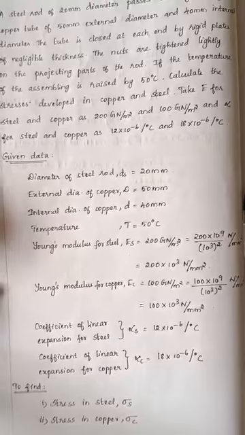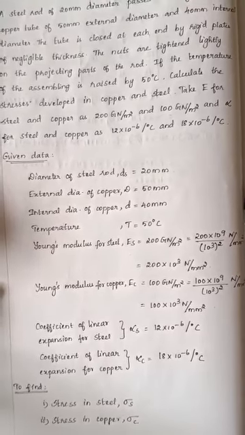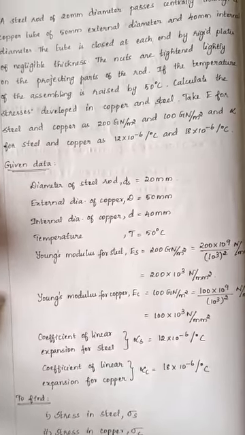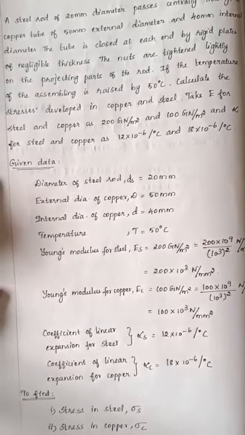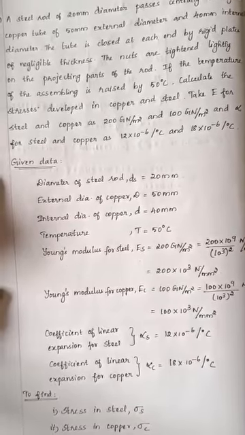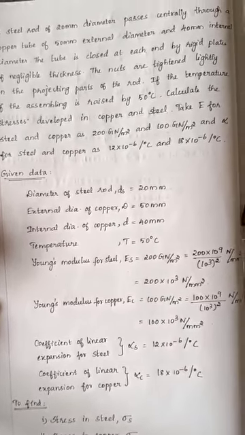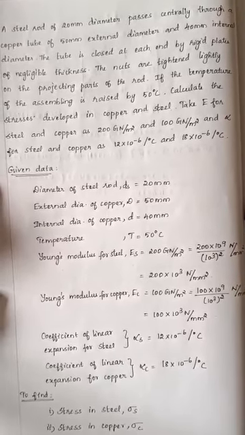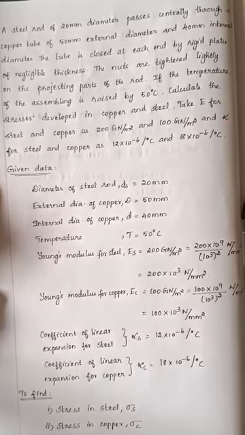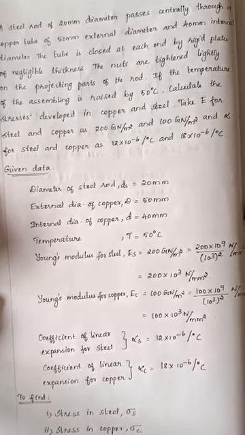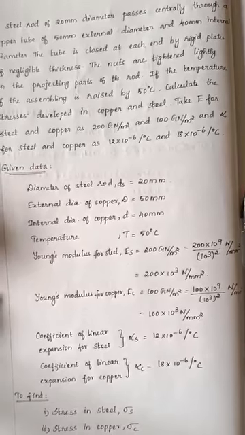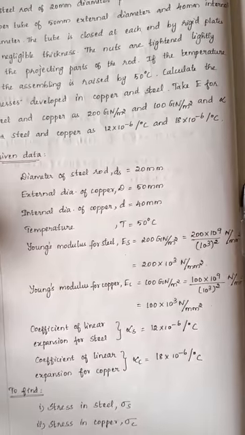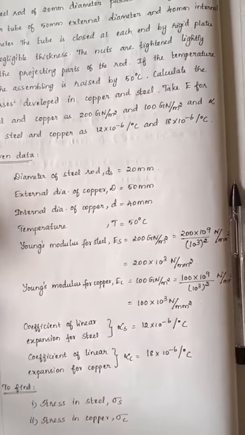The diameter of the steel rod is mentioned as ds equal to 20 mm. Then the external diameter of copper, capital D, equal to 50 mm. Internal diameter of copper, small d, equal to 40 mm. Then the temperature of the assembly is raised by 50 degrees Celsius. They asked to find out the stress when the temperature is rising by 50 degrees Celsius. Therefore, mark the temperature as T equal to 50 degrees Celsius.